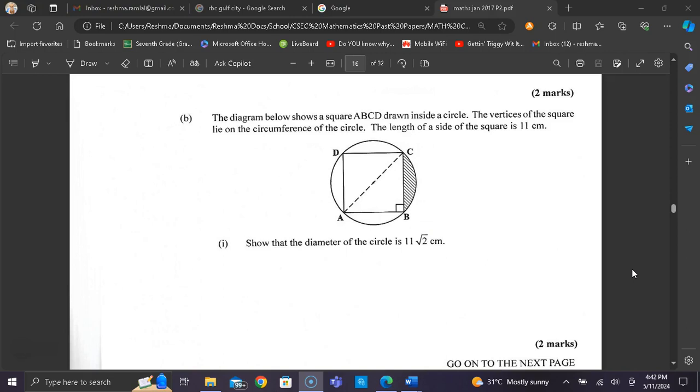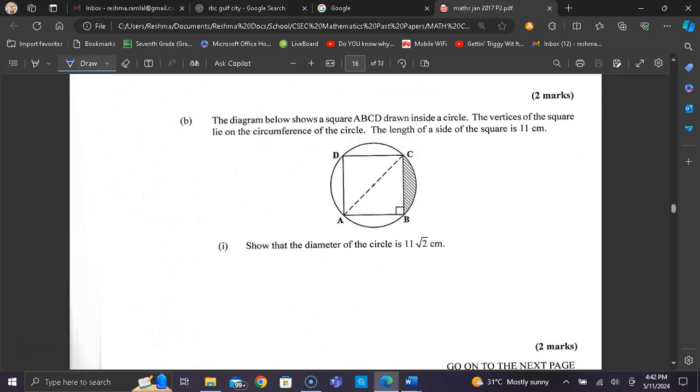Part 1, for 2 marks, you have to show that the diameter of the circle is 11 root 2 centimeters. So the length of the side of the square is 11 centimeters. So of course, CD, AD, BC, and AB are all 11 centimeters, right? All the sides are the same length. So the diameter of the circle is the length AC, the dotted line inside the circle. Of course, the diameter could also be BD, which is the other diagonal of the square.